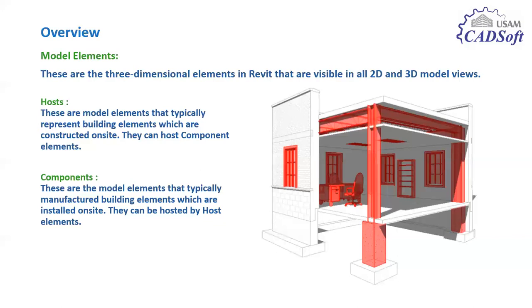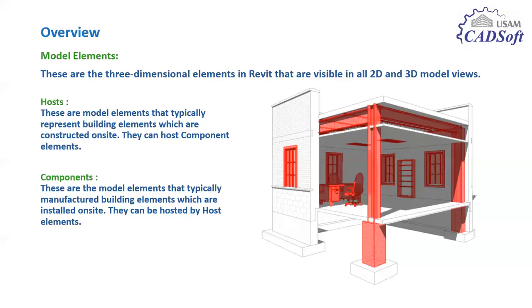So coming back once again to model elements, these are three-dimensional elements which are visible in both 2D and 3D views. These basically have both the host and the components. As I told you, the host elements are the building elements, or we can say the system family components are the host elements also. For example, the walls, the floor, the roof, the ceiling, these are the system family elements, and these are also the host elements because they can host objects. You can host components on them.